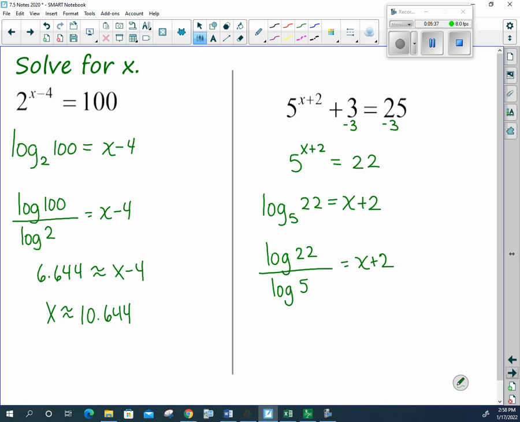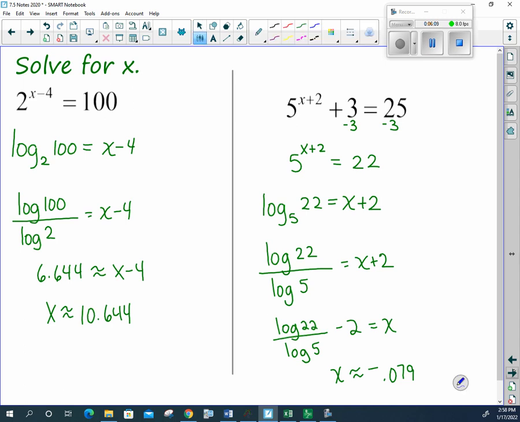And then I'm going to subtract the 2. So in my calculator, I'm going to do log 22 divided by log 5, subtract 2, and that's going to be my x. So log 22 divided by log 5, and then I'm going to subtract 2. So x is approximately negative 0.079.